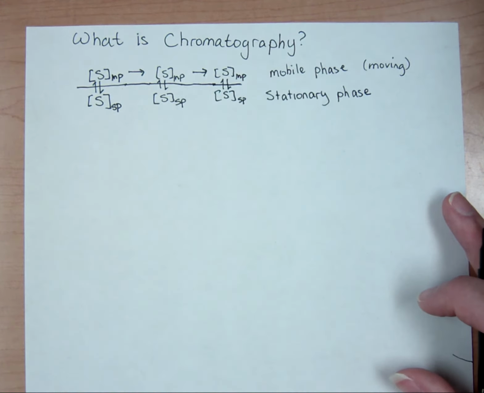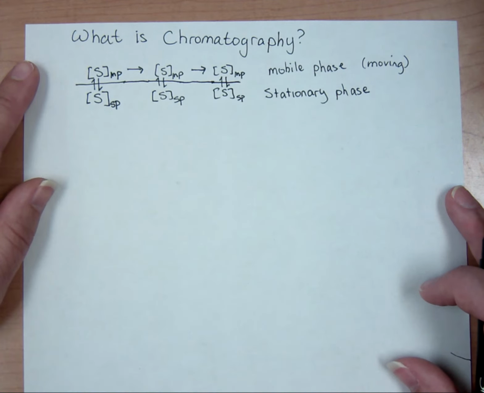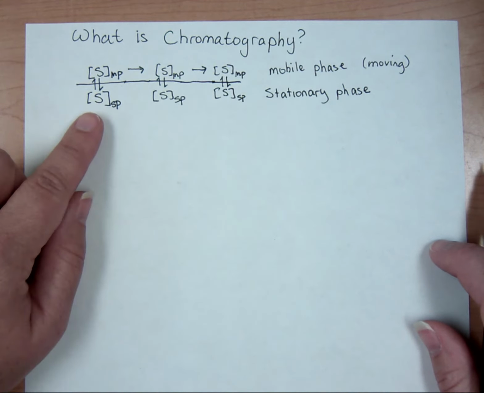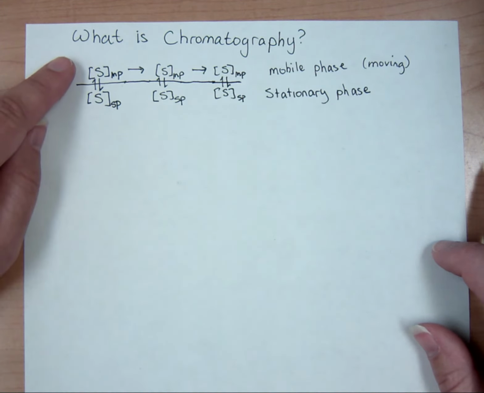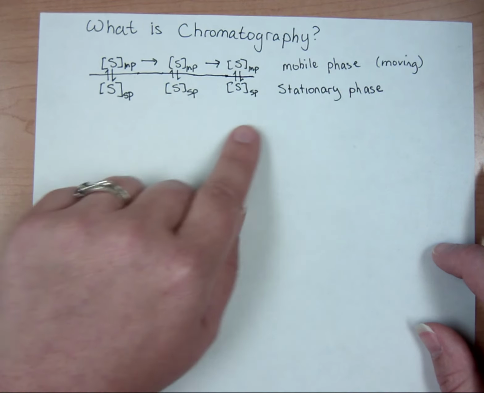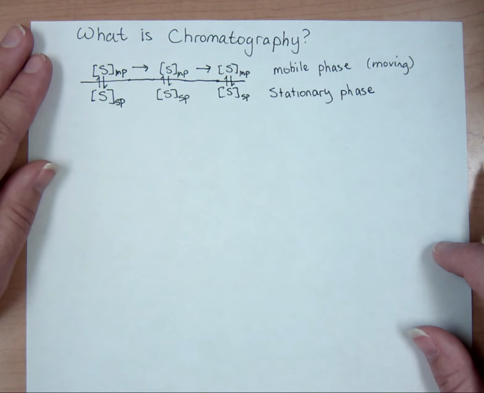So in this process, what we're ultimately going to be looking at is the relative attractiveness of an analyte to the stationary phase versus the mobile phase, and relating the time that it takes, or the distance along the stationary phase that it travels, to its preference for the mobile phase or the stationary phase.